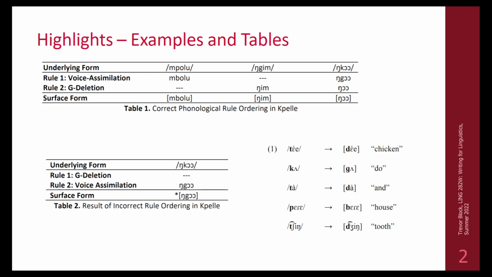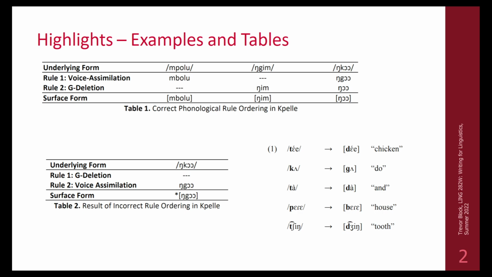So there were two tables that I thought were super great for showing the phonological rule orderings. So we see table 1, correct phonological rule ordering, and it shows a few words. So it shows all three that you were given: voice assimilation, G deletion, and surface form. Just nice formatting. There's a lot of different ways to do it. I just find this really easy to read.